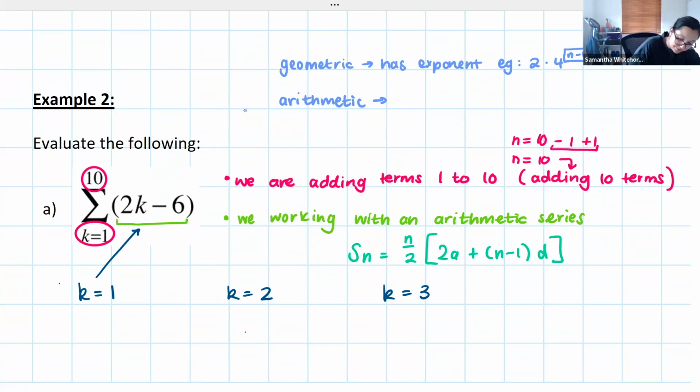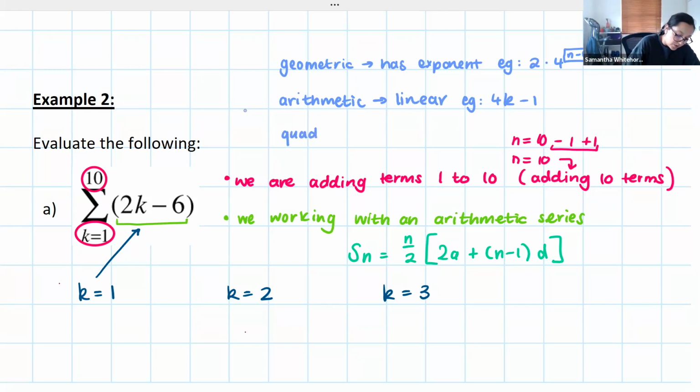An arithmetic series is linear. What I mean by linear is that you just have your variable. There's no exponent attached to it. There are no weird situations going on with it. It's literally just the variable. So an example here would be 4k minus 1. It's just a linear expression.